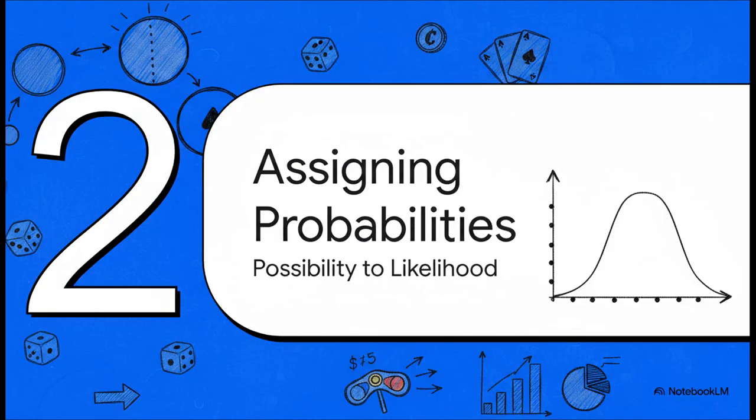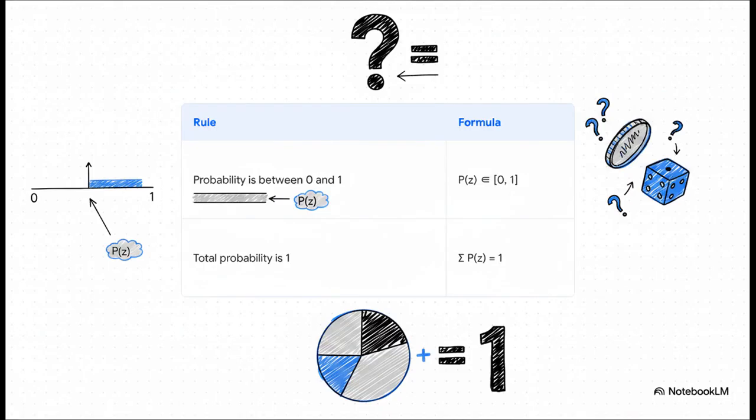Okay, so we've got our universe of possibilities. We know all the things that could happen. But how likely is any one of them to actually happen? This, my friends, is where probability enters the picture. And you know what's great? Everything is governed by just two super simple rules.